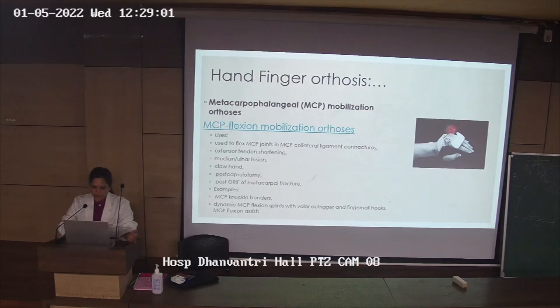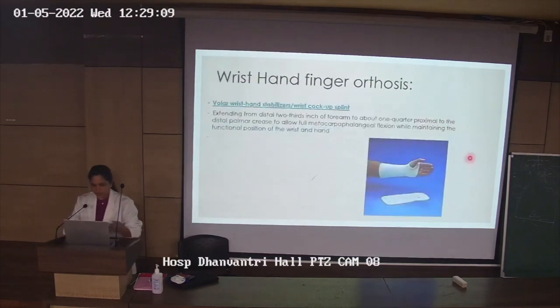So here we can see this spring. Apart from this spring, there can be hooks attached to the nails of the patient which perform the same function. Then the wrist hand finger orthosis. It is the volar wrist hand stabilizer or wrist cock-up splint, extending from the distal 2/3 inch of the forearm to about the first quarter proximal of the distal palmar crease to allow full metacarpophalangeal flexion while maintaining the functional position of the wrist and hand.